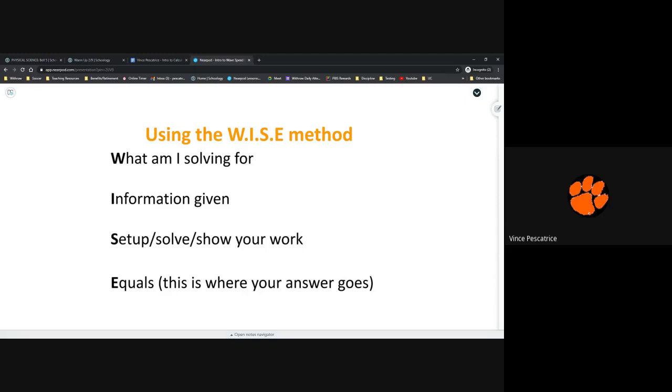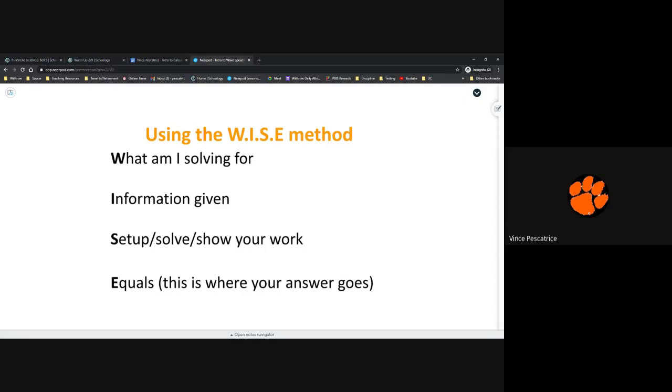Also, this helps you get a better grade because these are normally worth 4 points, 1 for each box. If you get the answer right, but you had the setup wrong, that means the information's wrong. And then what are you solving for is probably wrong. So you could get the right answer, but then miss the other ones. So it really tells me that you may have got the answer from somebody else, or you guessed.